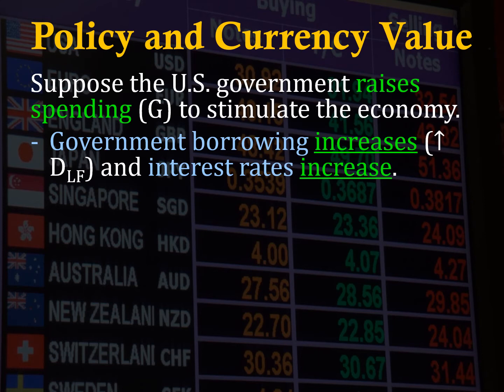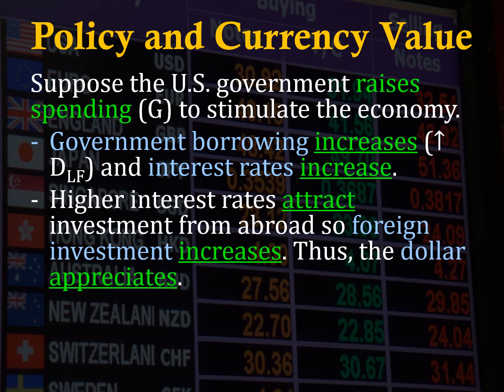That's going to require government borrowing to increase because the government doesn't have a balanced budget. To spend more money, they've got to borrow more money. To borrow more money, they've got to go to the loanable funds market. That's going to increase the demand for loanable funds. The higher demand for loanable funds causes real interest rates to increase.